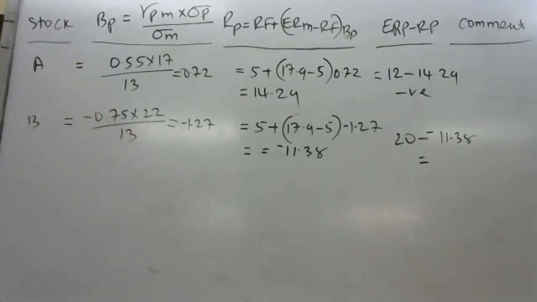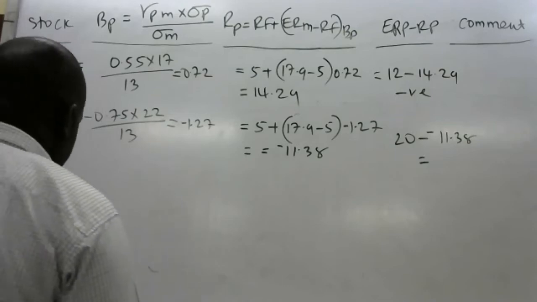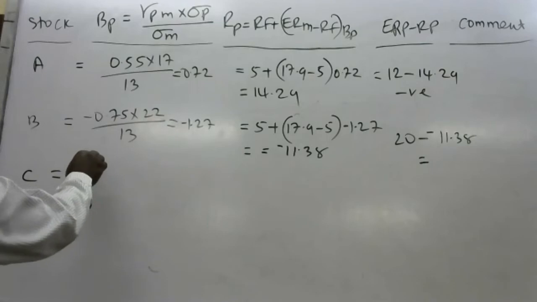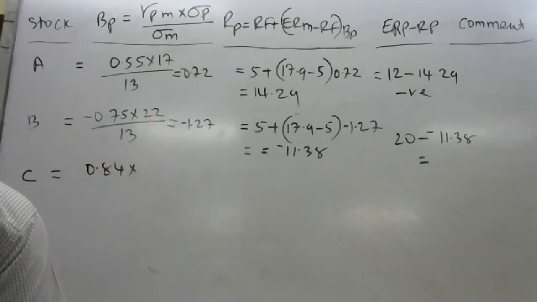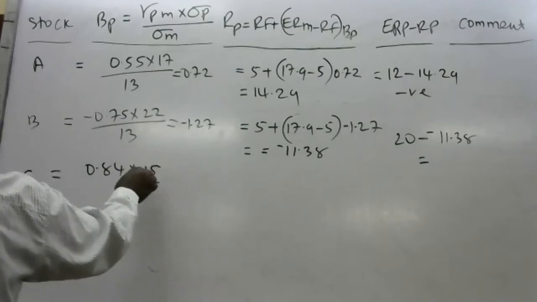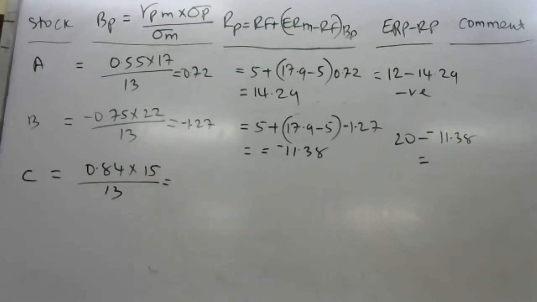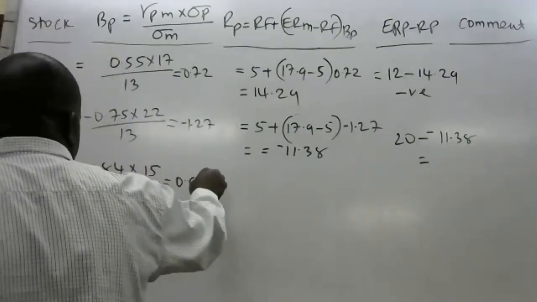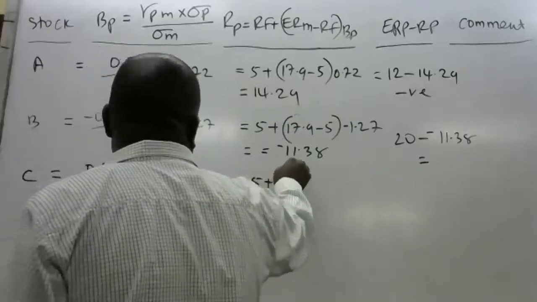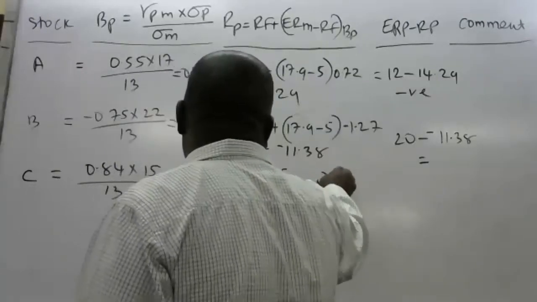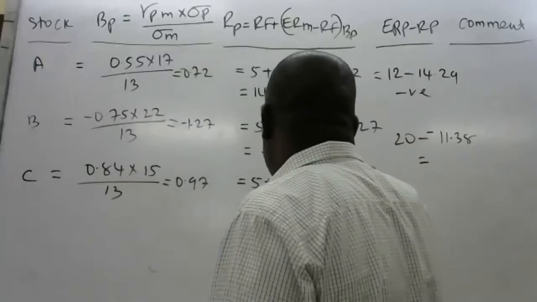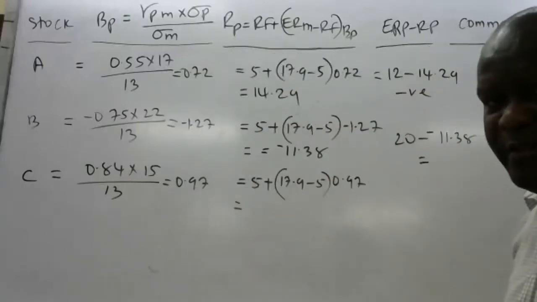So that's B. When it comes to C, we also do the same, where we are given 0.84 multiplied by 15, divided by 13. So this one will also be 5 plus 17.9 multiplied by 0.97. And see which value we are getting at that point.